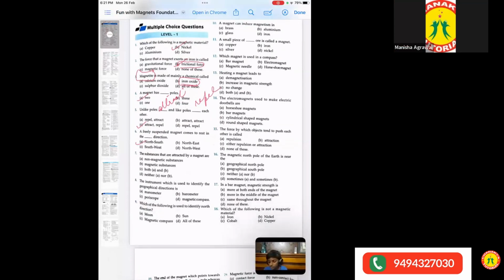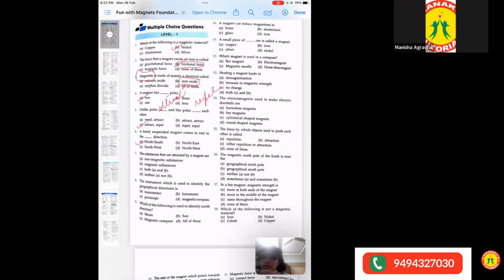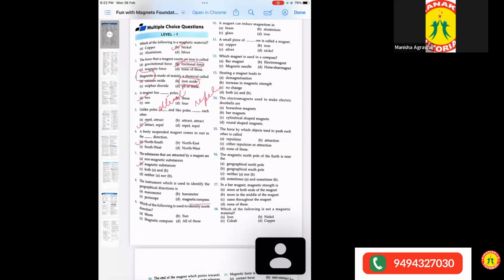Question number 7, Soumya. The substances that are attracted by a magnet are magnetic substances. Correct, ma'am. So the substances that are attracted by a magnet are called magnetic substances. Good. Okay, Anup, question number 8. The instrument which is used to identify geographical directions. Magnetic compass. Correct. So it is called the magnetic compass. Good. Question number 9, Adrit.